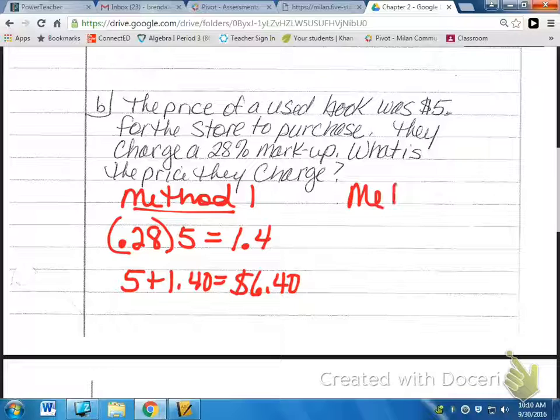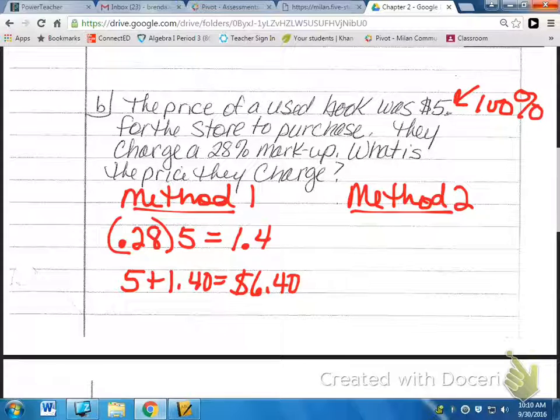Now, method two is a little bit more concise and maybe more effective if you can do this kind of stuff in your head. So, first of all, the price that they paid of the book, that was 100%. That's 100% of what they paid and the 100% of the original price. But they want to add 28% to that. So 100% plus 28%, they're going to charge the customer a total of 128%. Does that make sense?